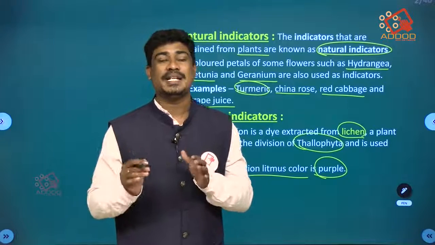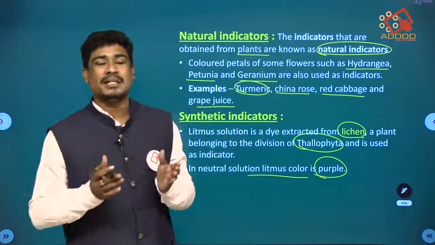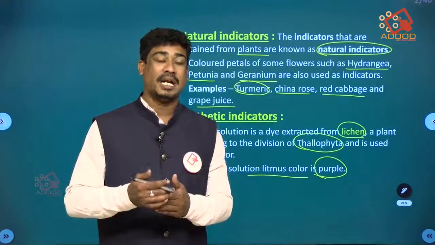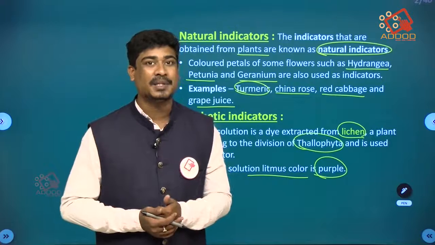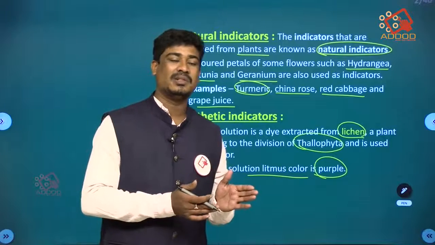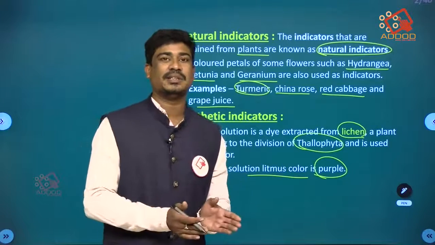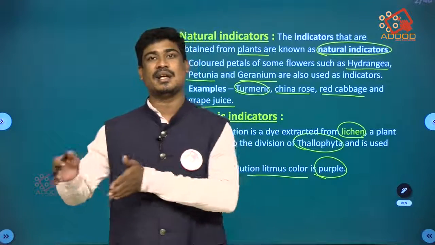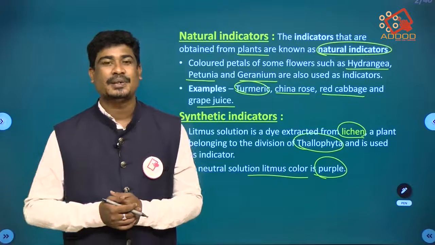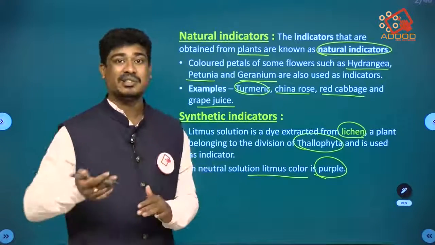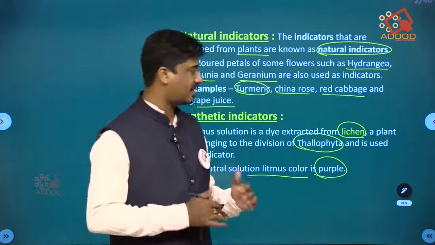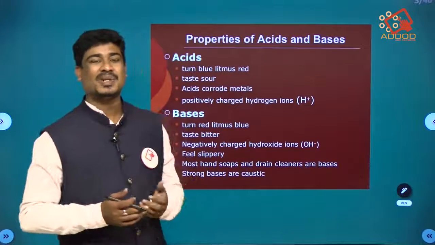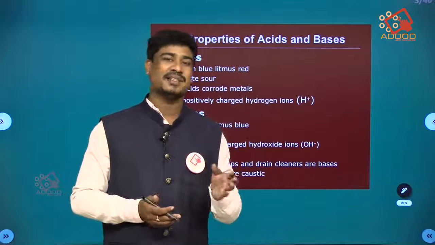If an indicator is kept in an acid solution or base solution, does its smell change or not change? If it changes, it is considered as one type, and if it is not changed, then it is considered as another. We will discuss the olfactory indicator in this chapter. Coming to the next, based on the indicators we can classify the solutions into acids and bases.